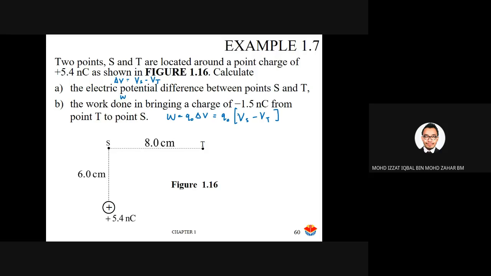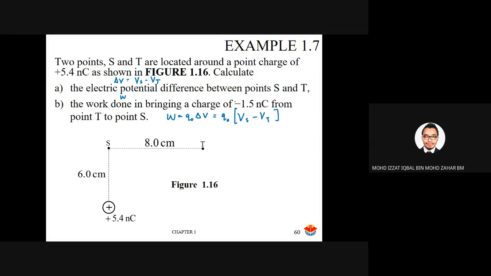The next one kamu nak jawab, you can use the value straight away. If let's say over here you calculate Vt minus Vs, it's still correct. Just that when you try to substitute over here, you just have to put negative, which biasanya student memang terlupa lah. So be careful about that. So it's up to you lah nak buat yang mana.